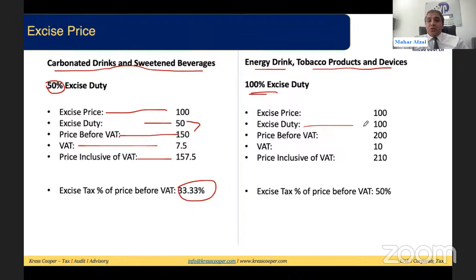Price is 100, excise duty is 100, price before VAT is 200, VAT will be 10, price inclusive of VAT 210. How much is the excise tax percentage of the price before VAT? 50%. How I calculated: 100 divided by 200 is 50%. So this is how we can calculate the excise tax. The important thing to keep in mind is that VAT has been implemented on a price inclusive of excise duty.